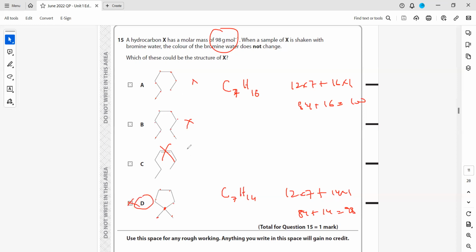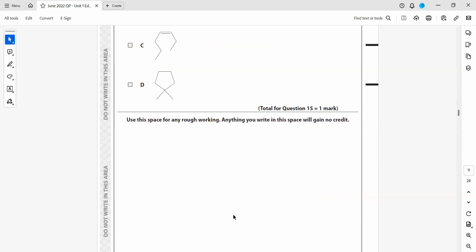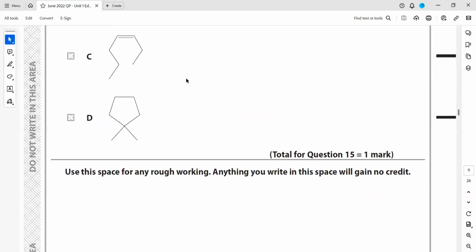This also has a mass of 98, but because I mentioned it does not decolorize the bromine, it cannot be an alkene, it should be an alkane. Why 14? Because when you check, it is a cyclic alkane. The general formula of a cyclic alkane is CnH2n. It is the same as alkene.